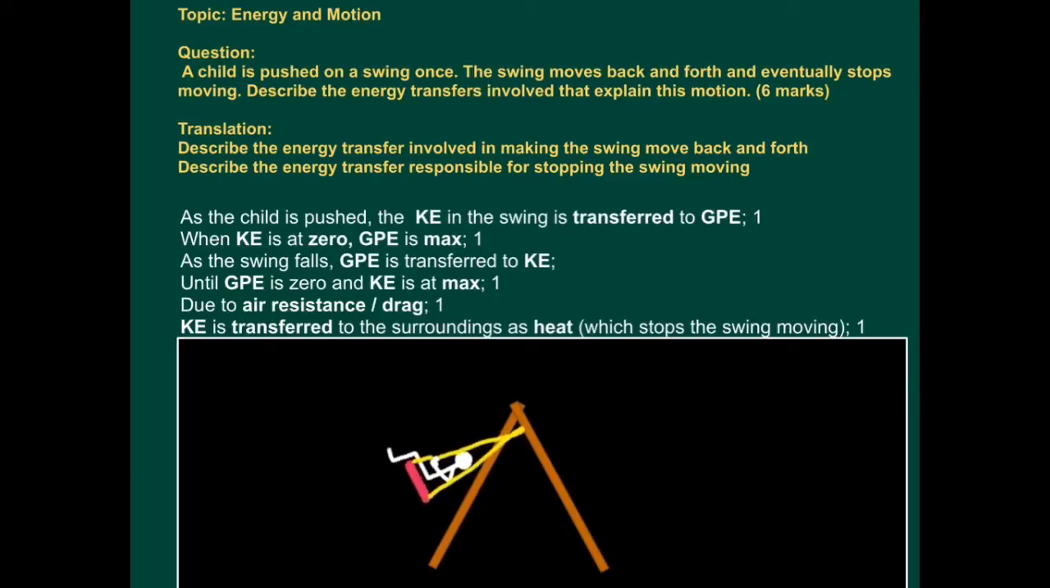Here's the swing, KE to GPE, and then overall the swing will start to slow down as air resistance causes the transfer of kinetic energy to heat, and eventually the swing will stop moving. So these 4 sentences deal with the back and forth, and these 2 deal with it stopping moving.